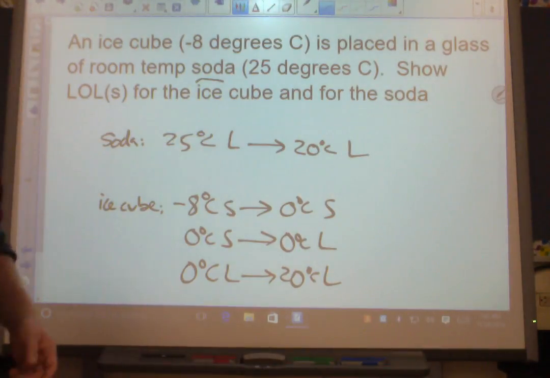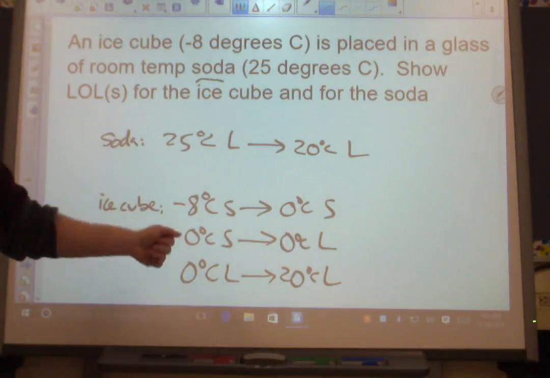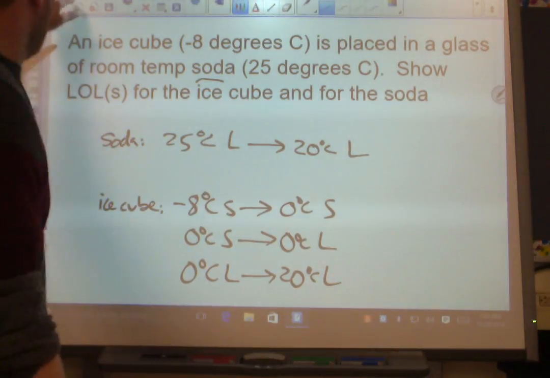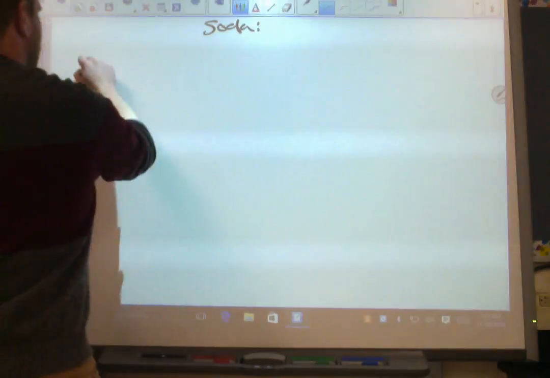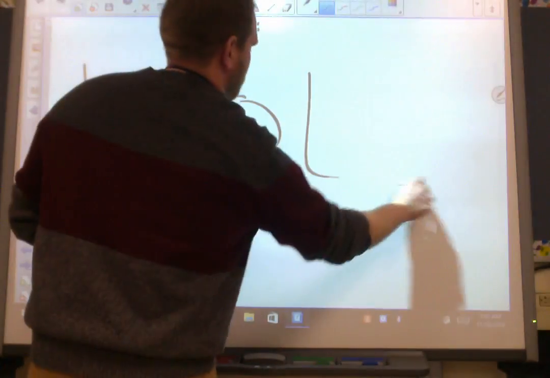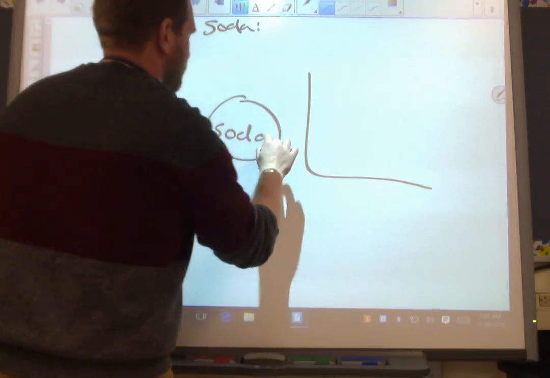So the soda is going to get 1 LOL. The ice cube is going to get 3. So I'm going to do the soda first. So soda can go in my perspective circle here.